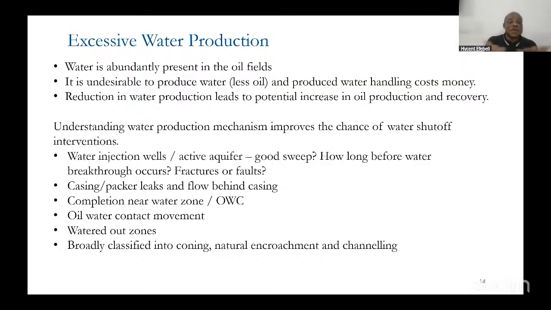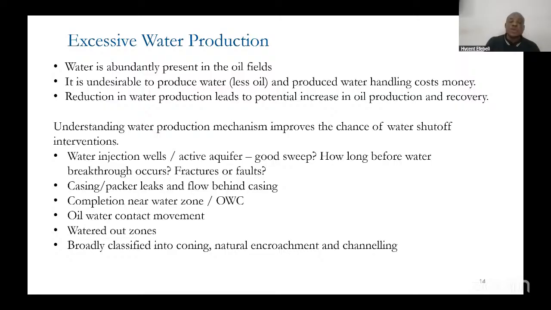Nature does not take vacuum, right? Does not allow vacuum. So what is going to happen? Water will come in to replace that oil that you are removing from the reservoir. And at a stage, your water will rise up to your perforations. Then you've produced a lot, and only water is left. So the zone is watered out.